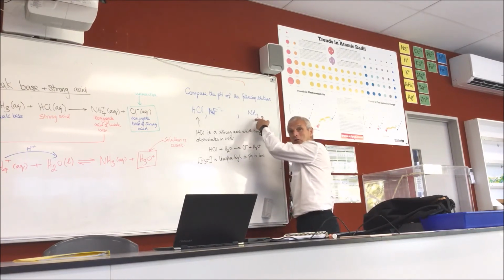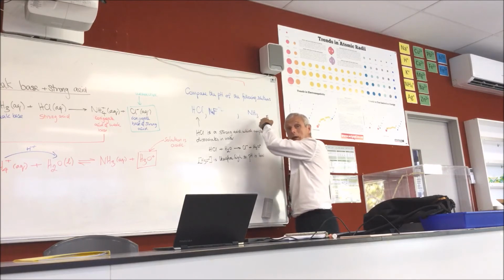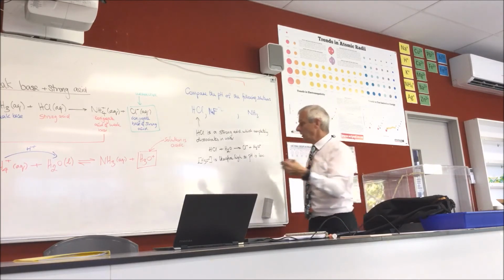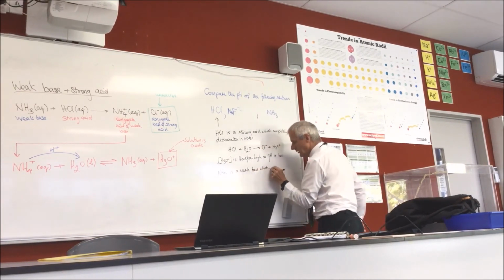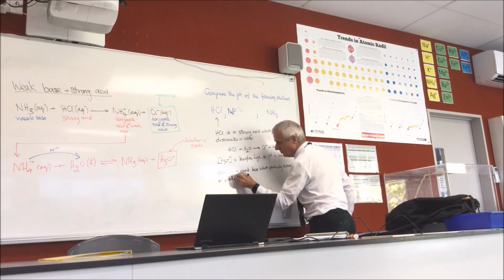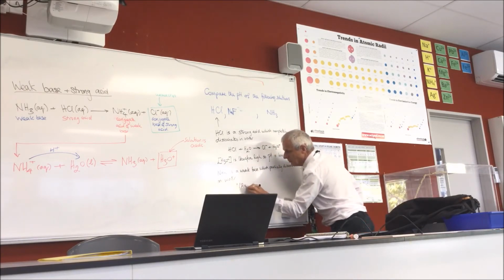Now, the next one is this. For me, it is the most obvious one to do. What can we say about NH3? It's a weak base. And this is a partial dissociation, so it's reversible.